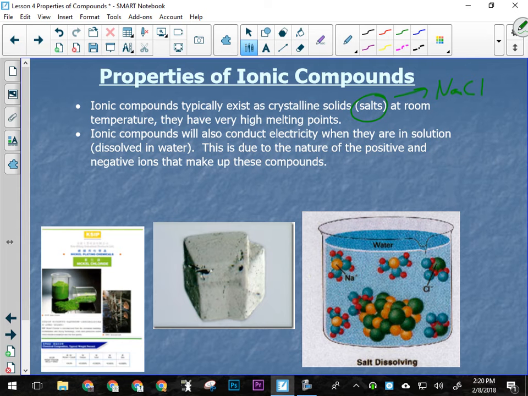They also have very high melting points. Ionic compounds have very high melting points, in the several hundreds of degrees, before they will melt into a liquid.